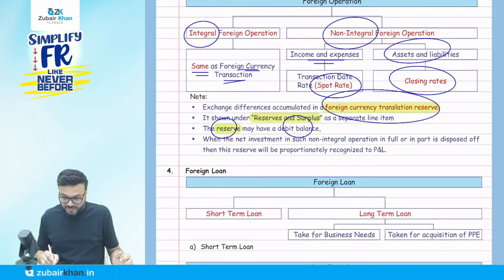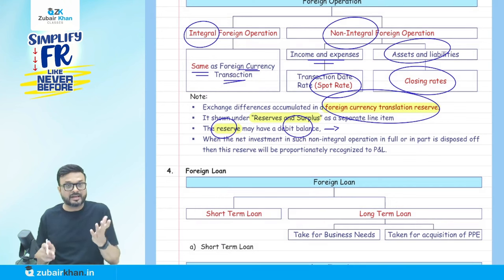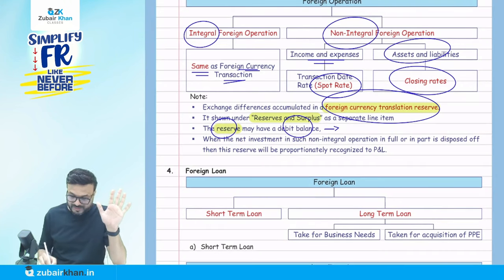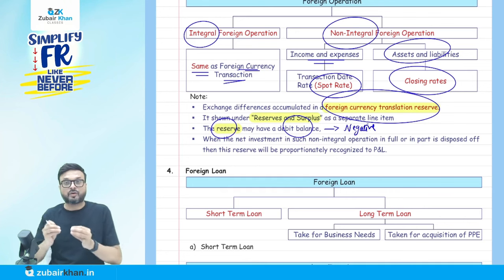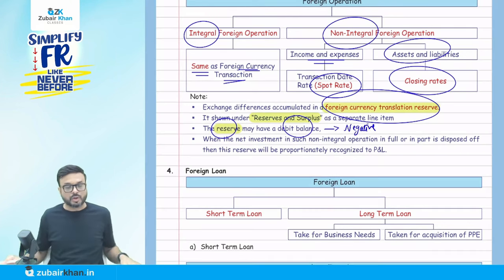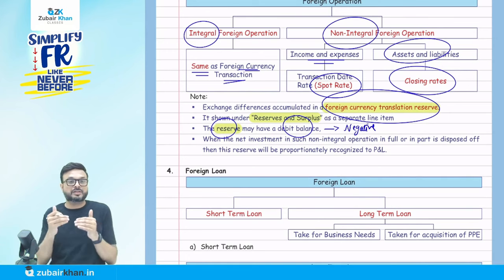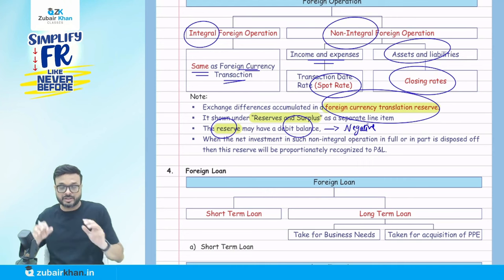So no problem. If it is a debit balance, can I record it on the asset side because assets have a debit balance? No. If it has a debit balance, we will record it as a negative figure. Okay, negative figure, foreign currency translation reserve account. So will it always be in my reserves and surplus? Yes, it will be in your reserves and surplus with the name foreign currency translation reserve.